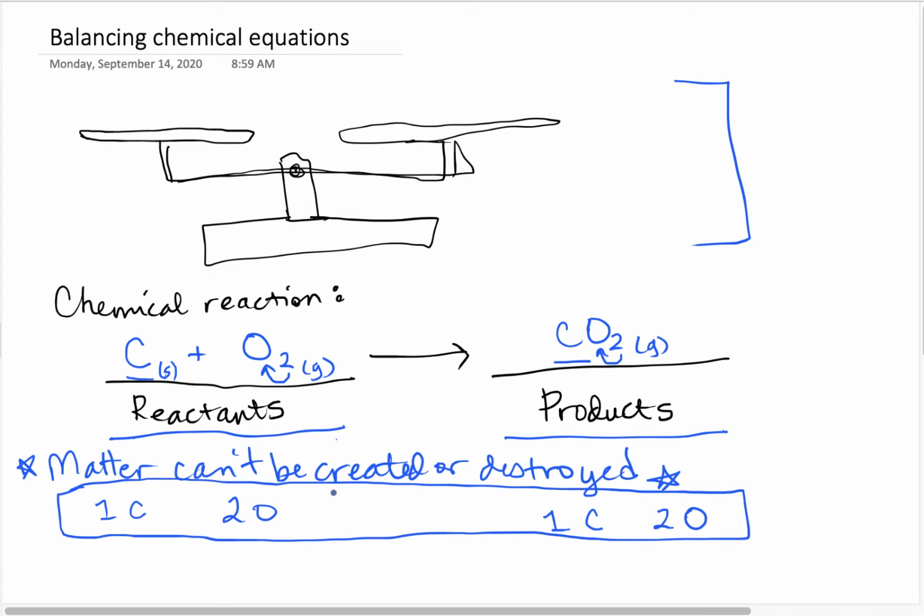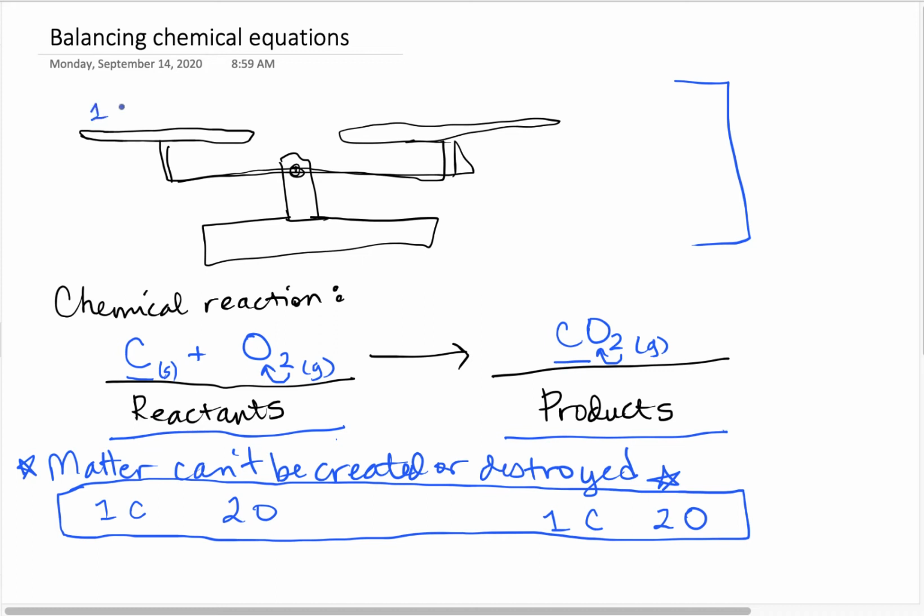The other thing we can't do, we can't just have 3 of any particular kind of atom. We have to have 1 carbon and 2 oxygens. We can't convert a carbon into something else. So I couldn't go carbon dioxide turns into nitrogen dioxide. That wouldn't work because I'm not converting a carbon into a nitrogen. If I have a carbon on one side, I need to have a carbon on the other side.